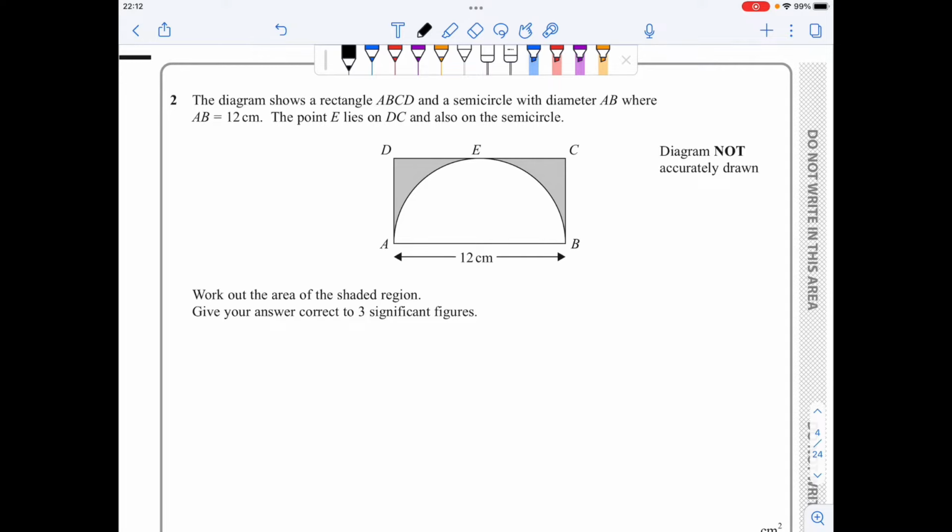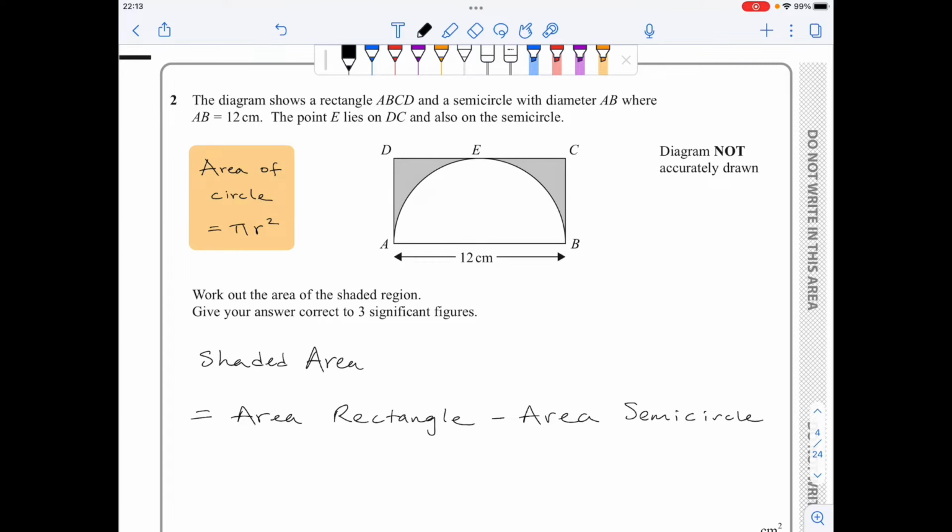For question 2, recall that the area of a circle is given by pi r squared. In this shape, I have a rectangle minus a semicircle, which will give me the shaded area. Now, the radius of the semicircle is 6, since the diameter is 12. Let's write this down. And also know that the radius is any distance from the center to the edge. So this distance is also 6, which means that the height of the rectangle is 6.